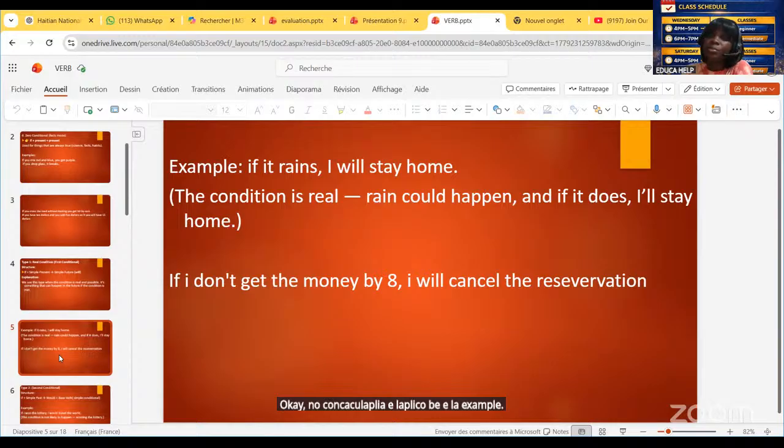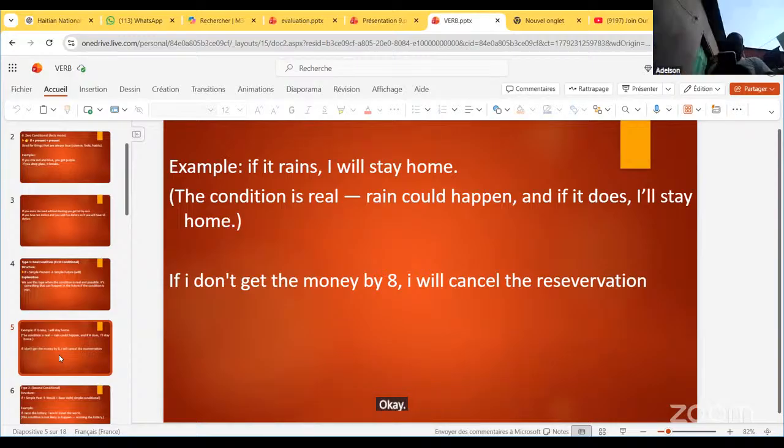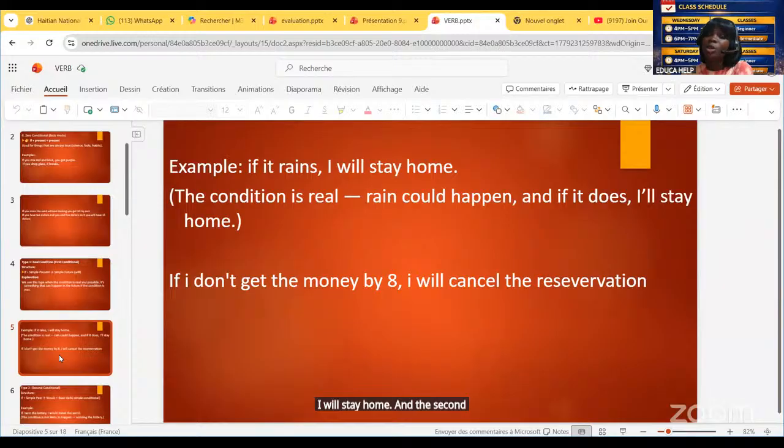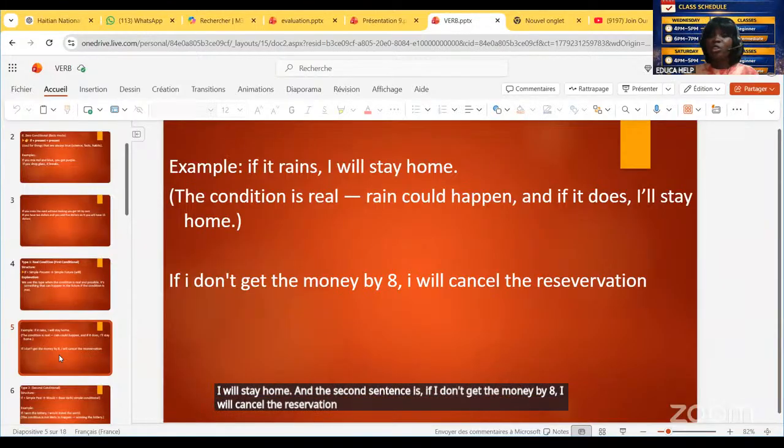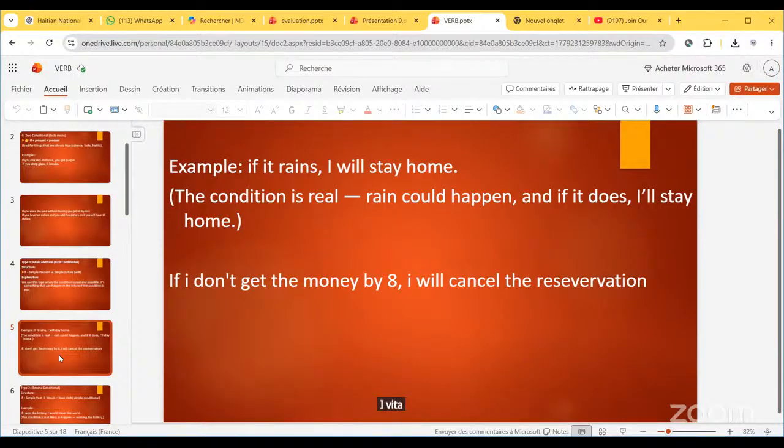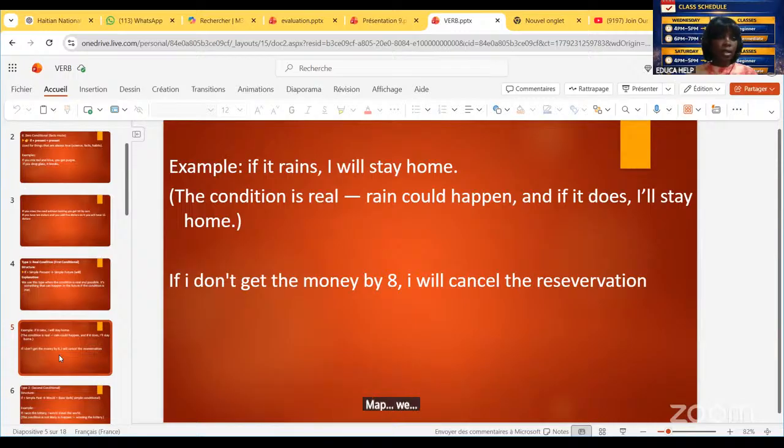I will stay home. Ma prete la kay mwen. And the second sentence is, if I don't get the money by 8, I will cancel the reservation. If I don't get the money by 8, I will cancel the reservation. Si m pa jwen l'argent à 8 heures, ma cancel reservation. Ma pe elimine, m pa fe reservation ko. That one is real. Ça veut dire si m pa jwen l'argent, pa gen reservation ko. So that's the first conditional.